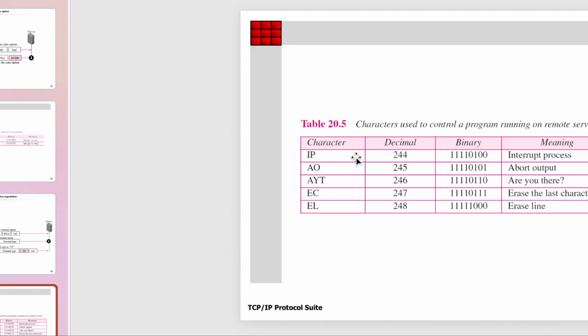Here are the characters used to control a program running on a remote server: IP, AO, AYT, EC, and EL. The decimal and binary codes are given here. The meanings are: IP is interrupt process, AO is abort output, AYT is are you there, EC is erase the last character, and EL is erase line.